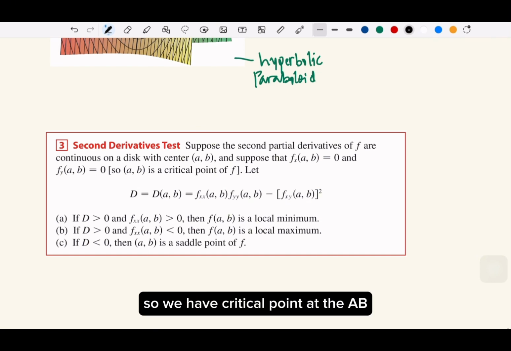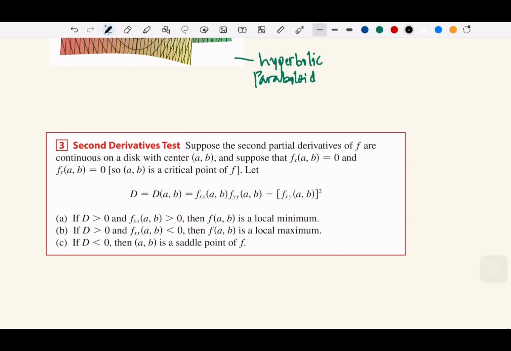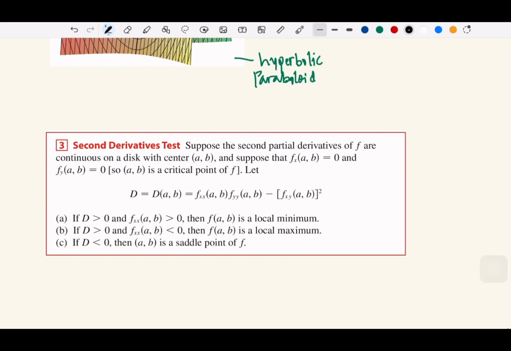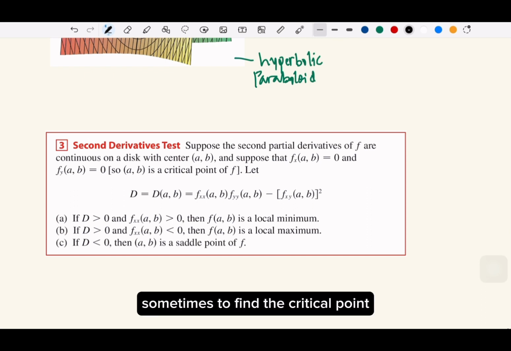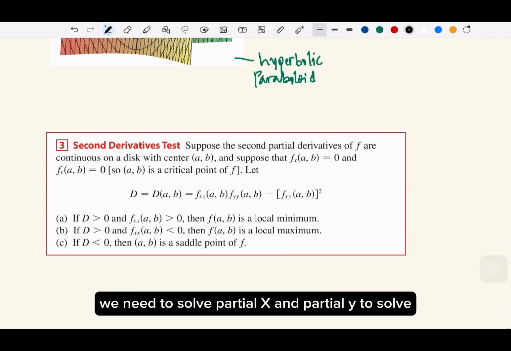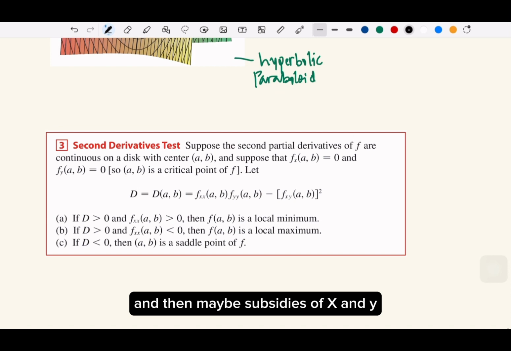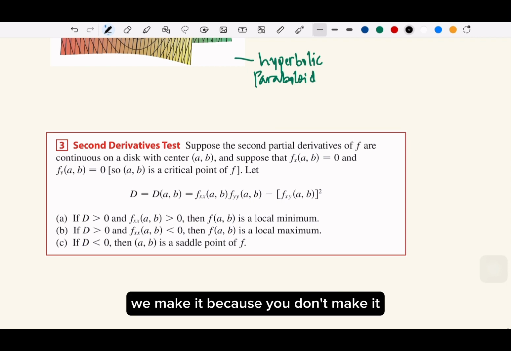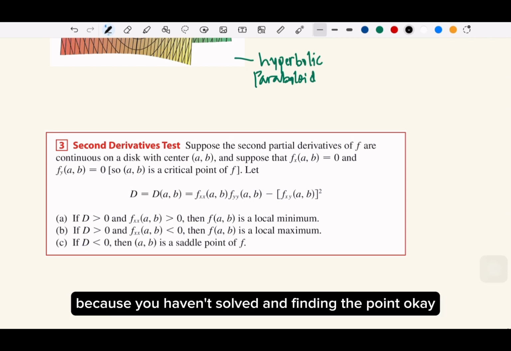So we have a critical point at (a, b). Okay, so (a, b) is a critical point of f. Sometimes, to find the critical point, we need to solve partial x and partial y, and then maybe substitute x and y and make some conclusion until we get the point. So we make both equal 0, and then solve and find the point.